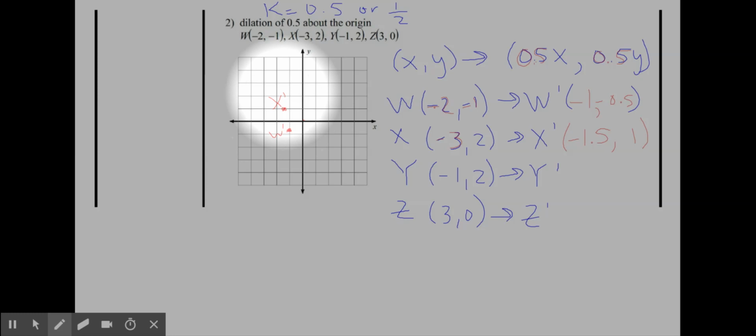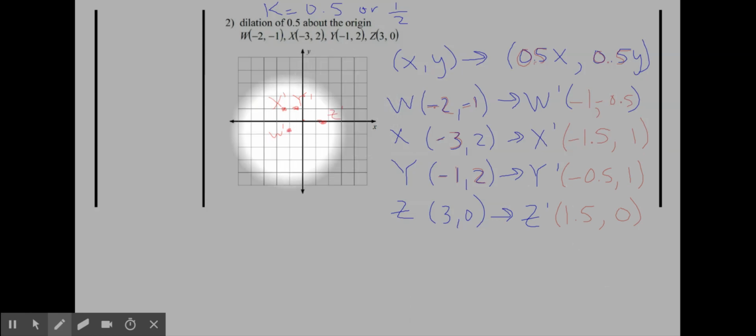Okay, so y, I'm going to take 0.5 times -1, so that's going to be -0.5. And 0.5 times 2, or half of 2, is just 1. So y prime is going to be, from the origin, I'm going a half of a unit, not a full line, just a half, and up 1. And z prime, so I'm taking 0.5 times 3, so half of 3 is 1.5, and half of 0 is just 0. So I'm now going to the right 1.5, but I am not going up or down any.